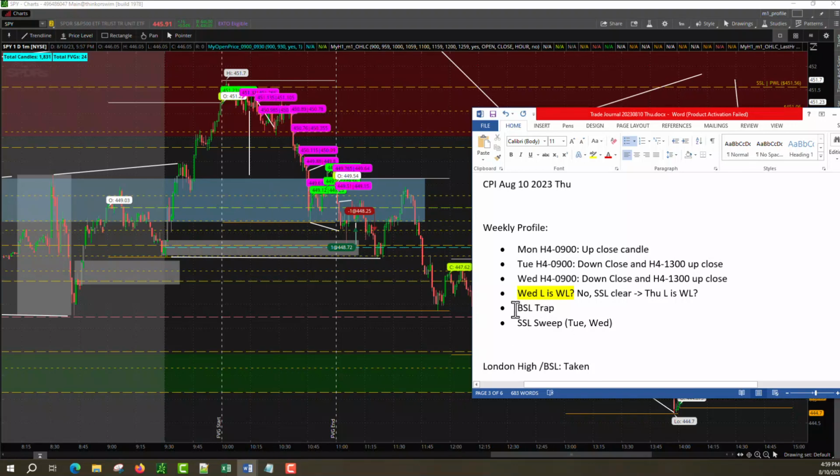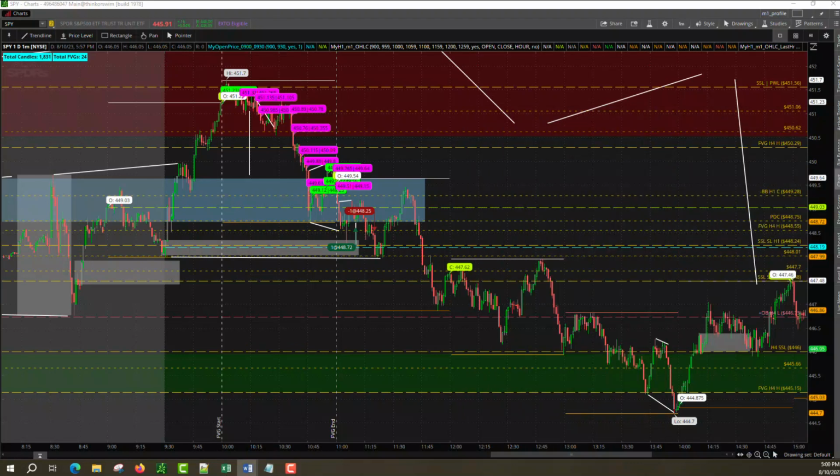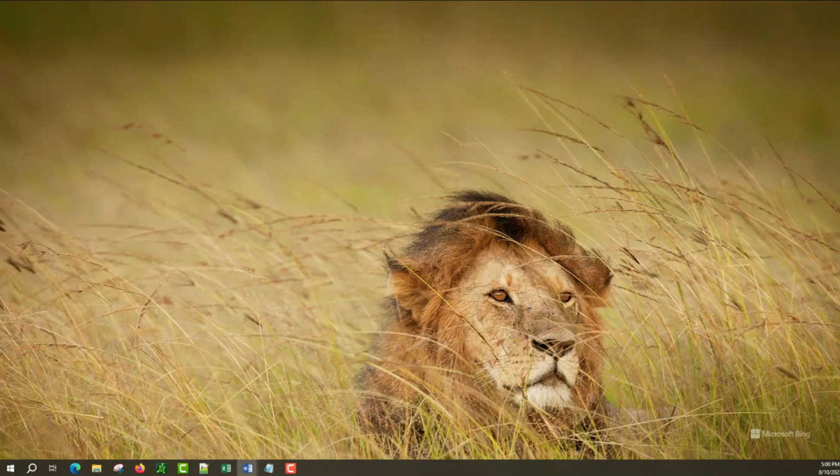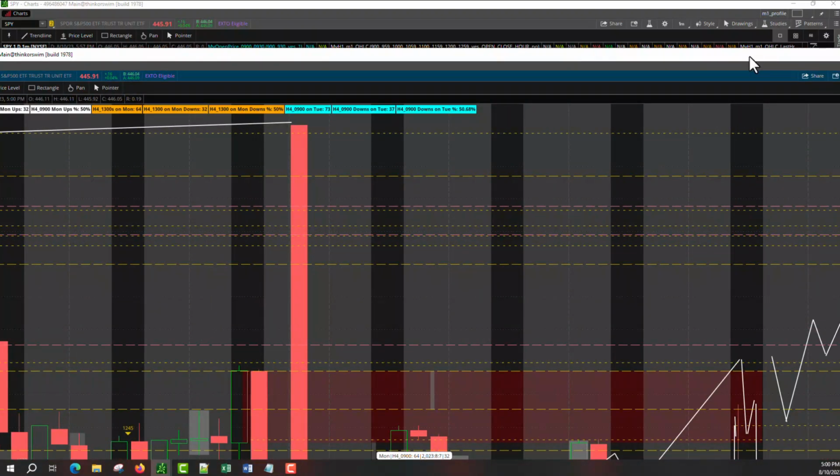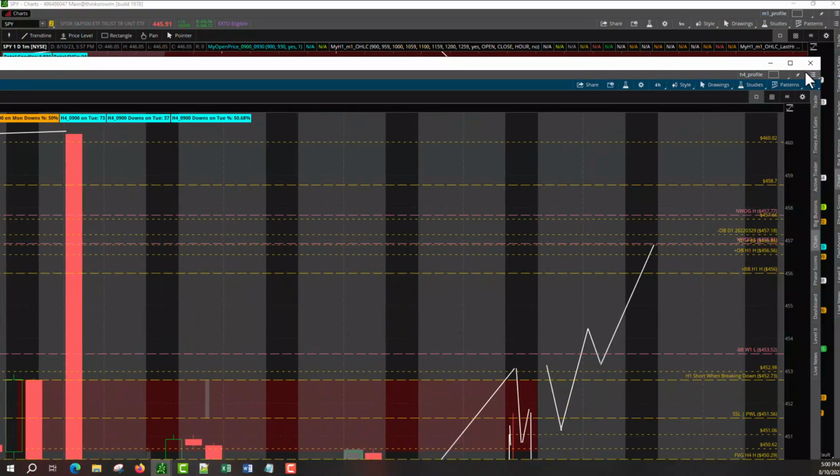And we saw the buy side liquidity were trapped, and we saw sell side liquidity were swept on Tuesday, Wednesday. So it's perfect for it to go in and go long, but we missed the trade. Here's what it means.